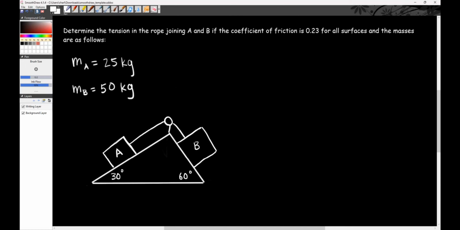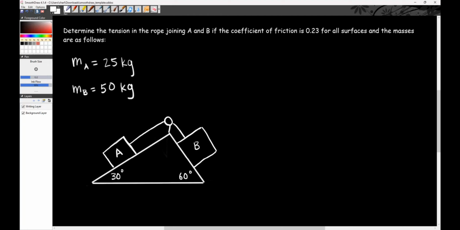Determine the tension in the rope joining A and B if the coefficient of friction is 0.23 for all surfaces and the masses are as follows. So as you can see, this is kind of similar to the other problem, except now they are both on angles, which means both of them have a force of gravity that's being acted on it.